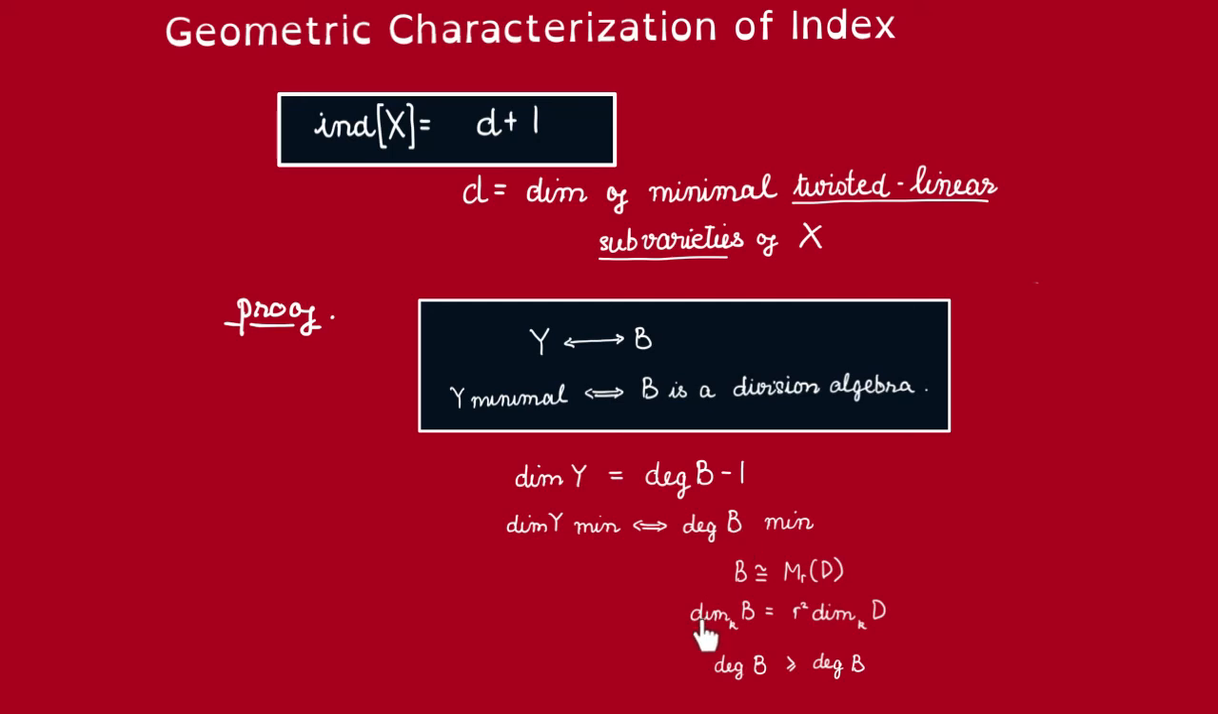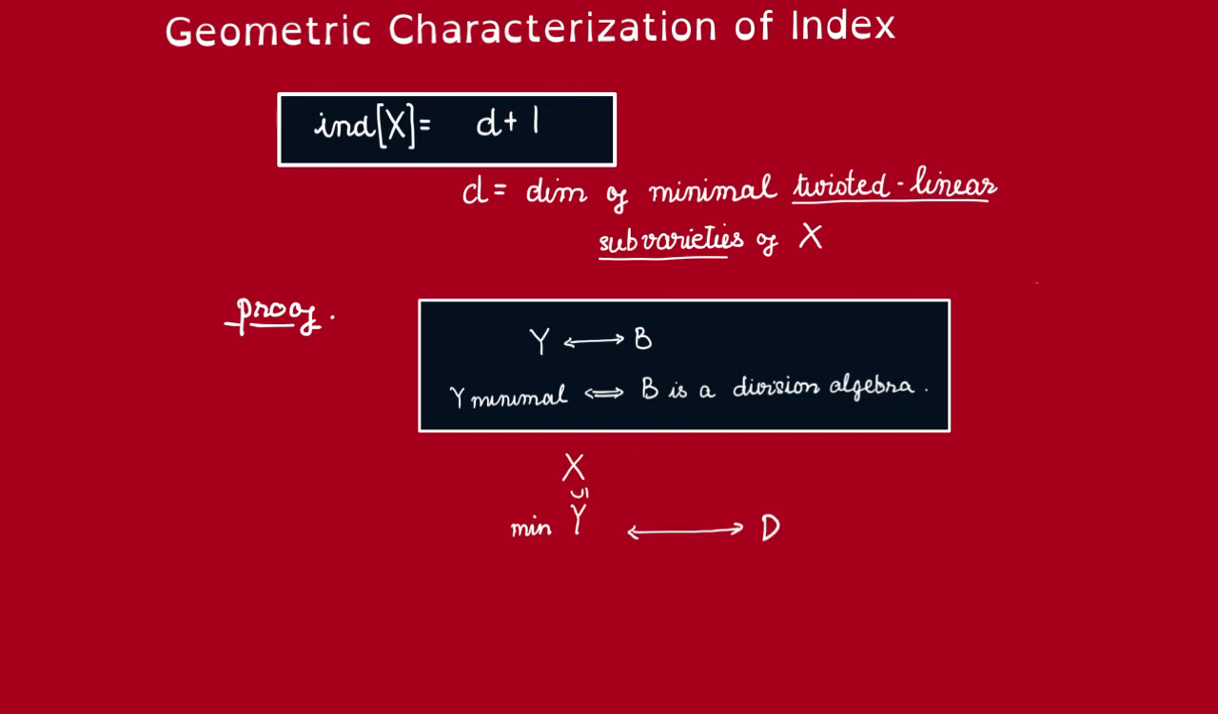So this means in particular that the dimension of B over k is greater than or equal to the dimension of D over k. But the degree of B, by definition, is just the square root of this dimension. So we see that the degree of B is going to be greater than or equal to the degree of D. So the degree of B is minimal if and only if B equals D. So B itself must be a division algebra.